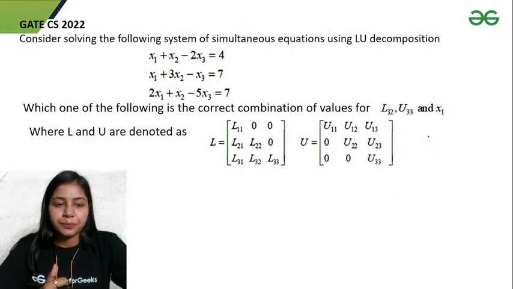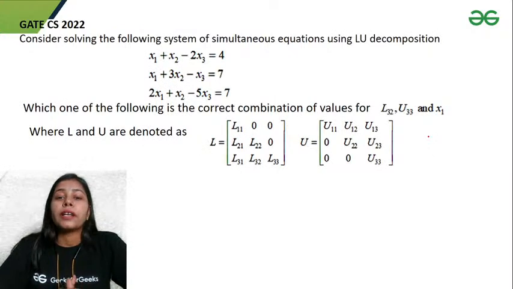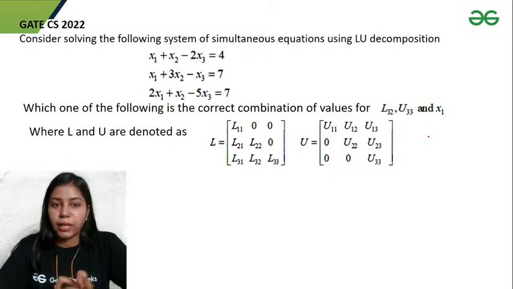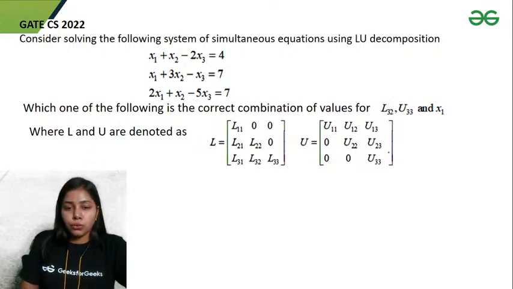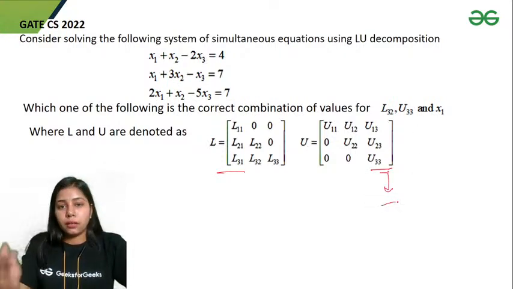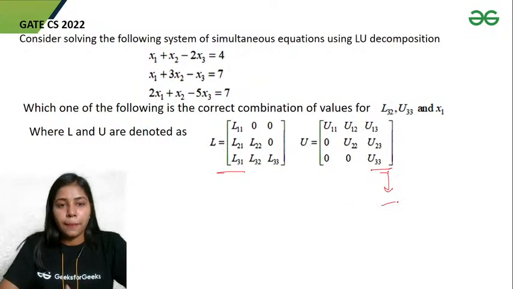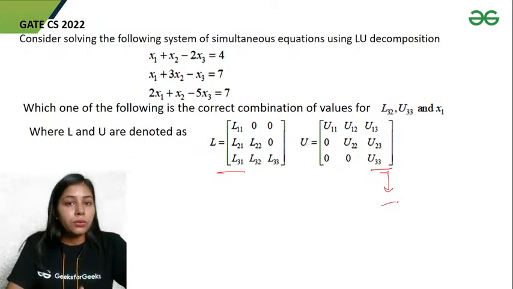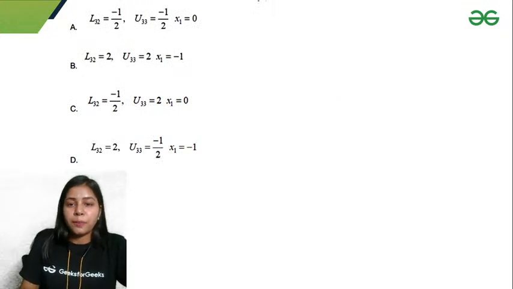We have this question. They ask us to find the LU decomposition, right? But we know that it would be difficult to find the LU decomposition by multiplying L with U. That will be a lengthy process, right? So what would I do? I'll use the row reduction method.